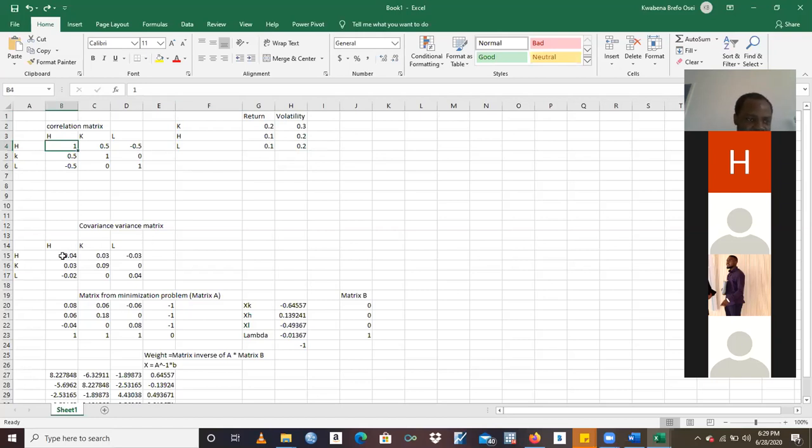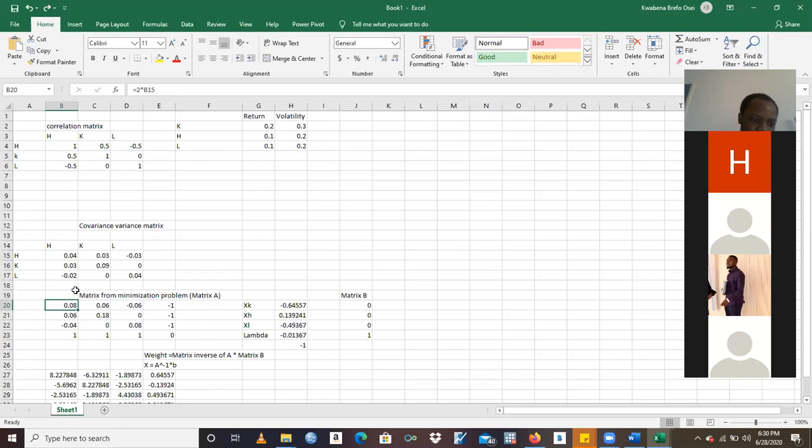For the variance covariance matrix, anytime you have the correlation, and you're looking for the variance, it's the correlation multiplied by the volatility of the items involved. But in this case, because it's H and itself, it becomes the correlation, which is B4, which is 1, times the volatility of H times the volatility of H. Great.